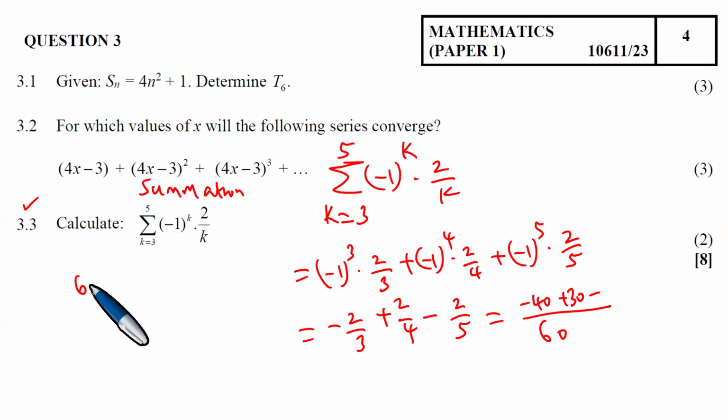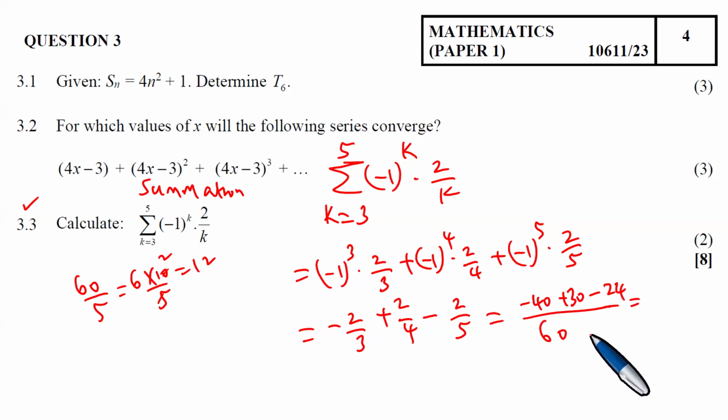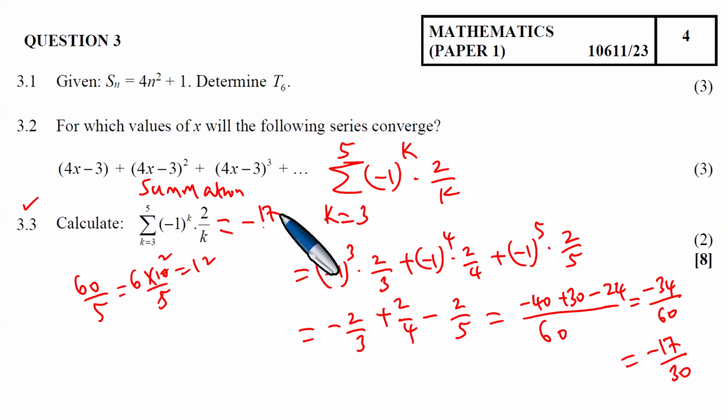So if you have 60, you divide it by 5, you get 12. Times 2, which gives you -24. And therefore, at this point, you have exactly a 30 and the minus 64. So what is 30 minus 64? It's actually minus 34. You divide by 60 and you divide this one by 2 and it becomes exactly minus 17 out of 30. So this sum here is minus 17 out of 30.